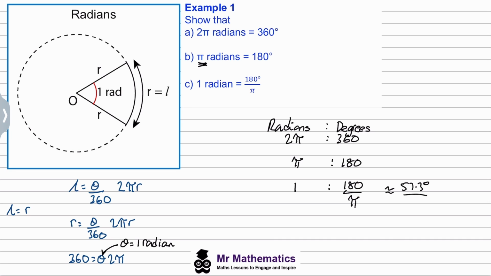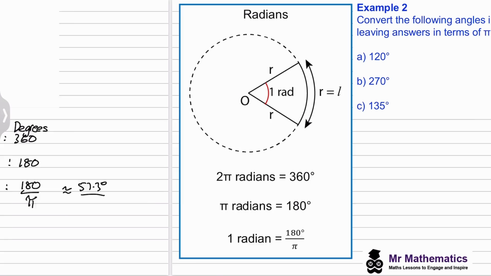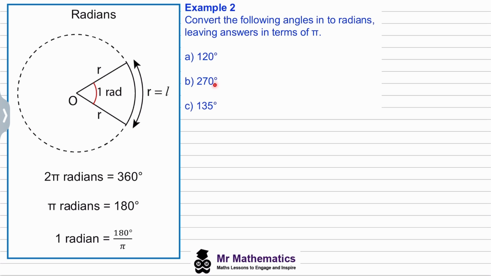So I hope that's given you an idea of where radians come from and how we can convert between radians and degrees. If we look at example 2, we'll convert each of these degrees into radians using this ratio. So to work out 120 degrees, we just need to divide this 360 by 3. So we get 120 degrees, we'll divide 2 pi by 3, and this will give us 2 pi over 3 radians, okay? Do you want to try and convert the 270 and the 135 to radians?